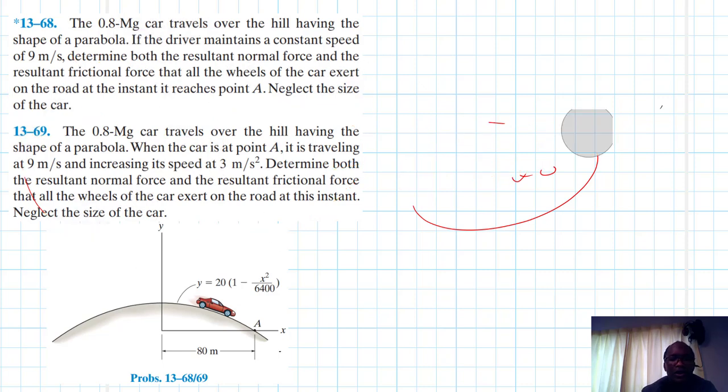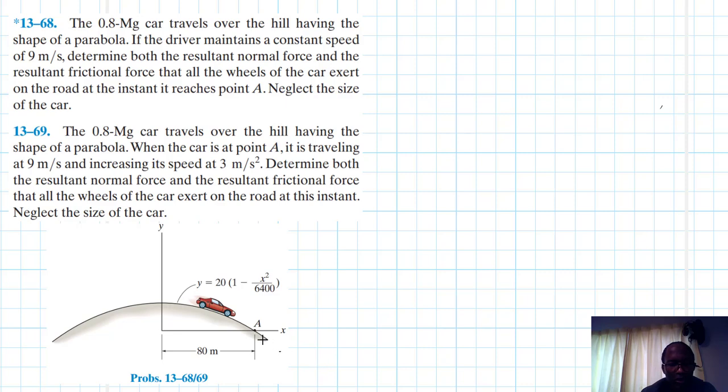Alright, so let's draw the free body diagram. Again, here we have been asked to determine the resultant friction force as well as the resultant normal force at A. And we've been given the function that governs this particular hill, which is a parabola. So let's draw the free body diagram of what is happening.